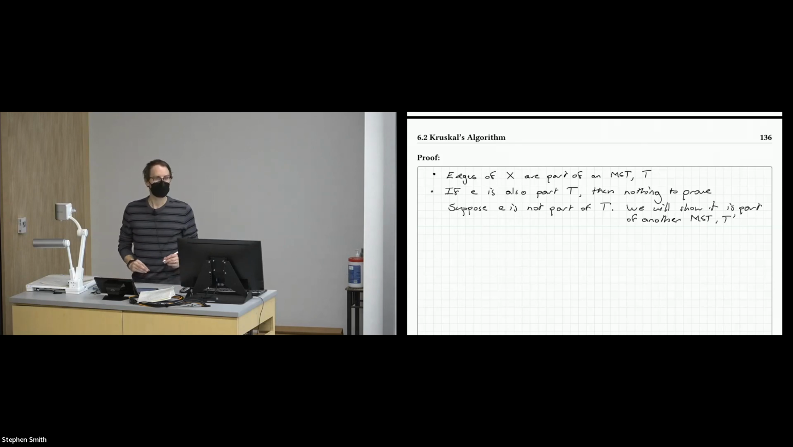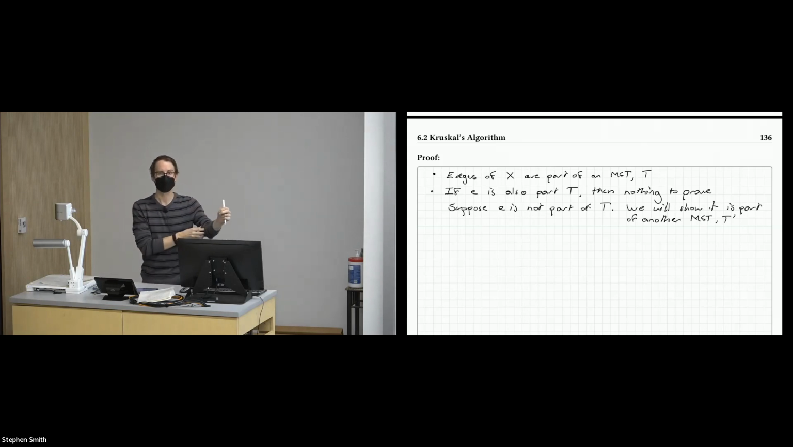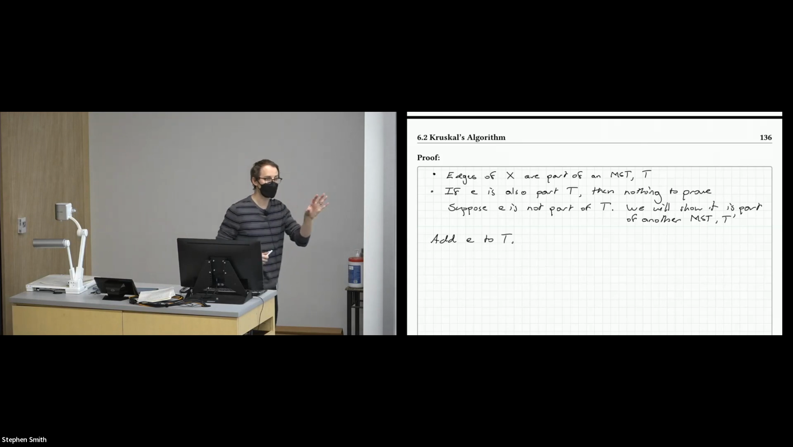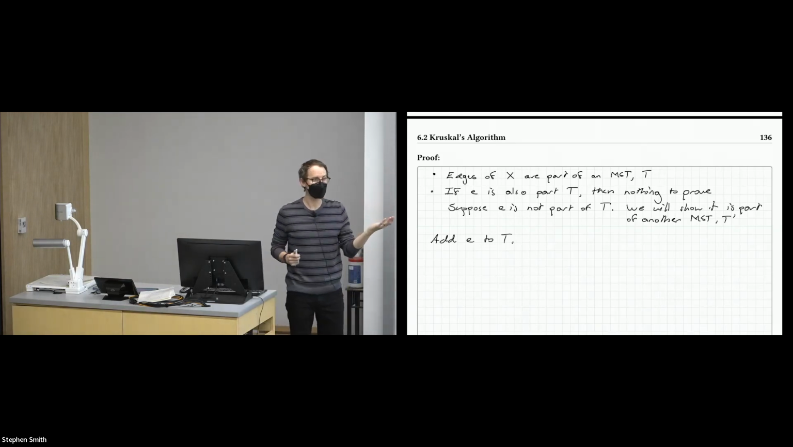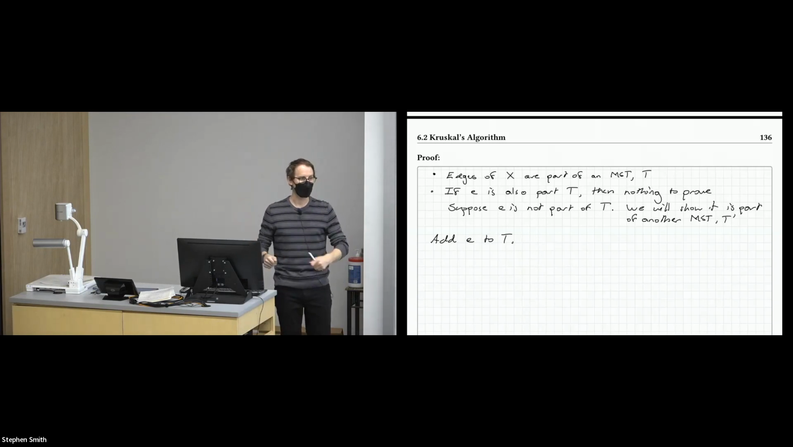Okay, so what I'm going to do, I have a tree T, which is the MST that X was part of. And let's just add E to it, the new edge. Add E to T. T was already a tree, and I just added one more edge. I created a cycle. Do you agree? Or does anyone not agree? If I had a tree and I add one more edge, I necessarily create a cycle.